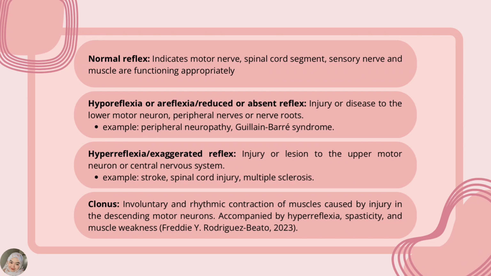While hyperreflexia is exaggerated reflex, so it indicates injury or lesion to the upper motor neuron or central nervous system, like stroke, spinal cord injury, multiple sclerosis, while clonus is involuntary and rhythmic contraction of muscles caused by injury in the descending motor neuron. It is accompanied by hyperreflexia, spasticity, and muscle weakness. So we will discuss the deep tendon reflex grading in the next slide.